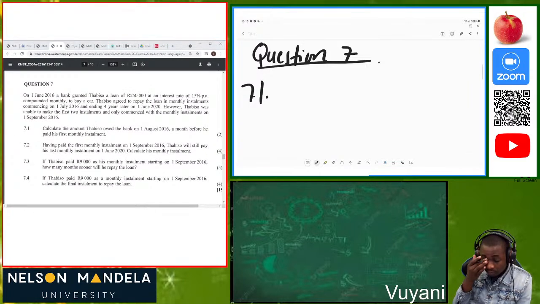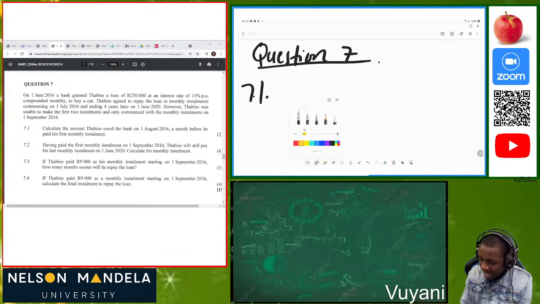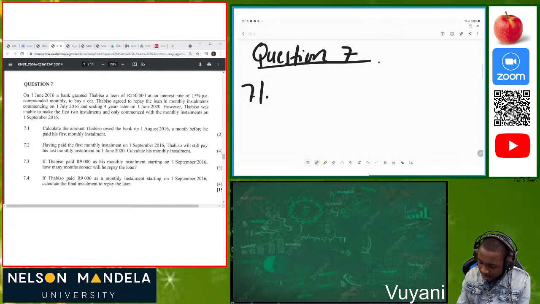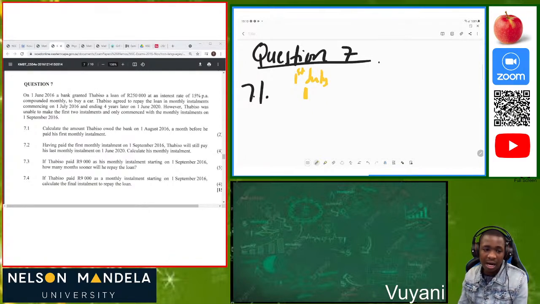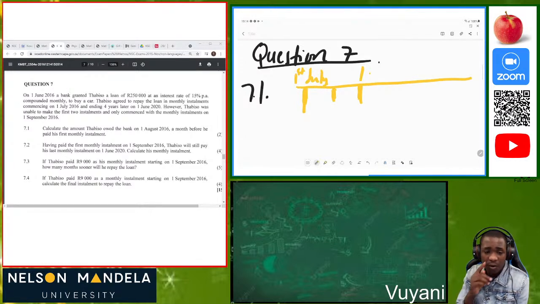So now, let me do something, sort of like a timeline. Thabiso was supposed to start paying on the 1st of July. But due to unforeseen situations, he was not able to pay in July, and he started to pay 2 months later. So we have July, August, September. In July, he didn't pay. In August, he didn't pay. Then he decided to pay on the 1st of September till the end, after his 4 years.